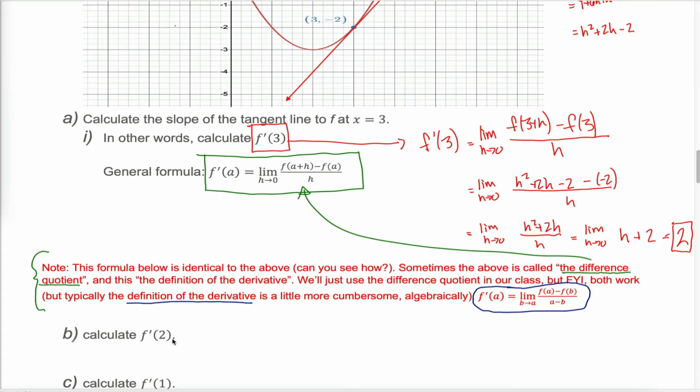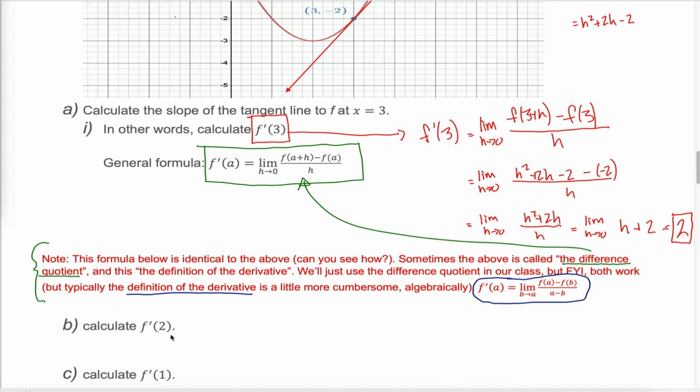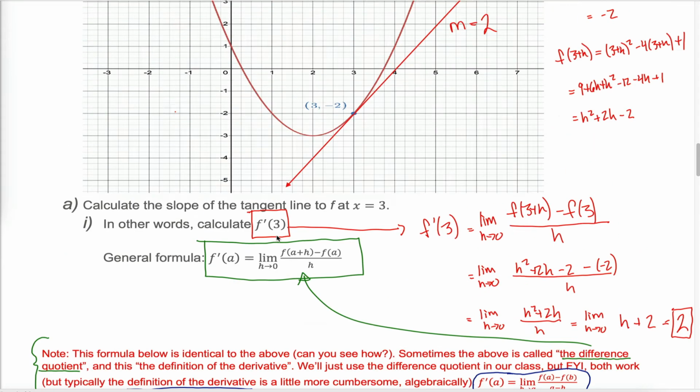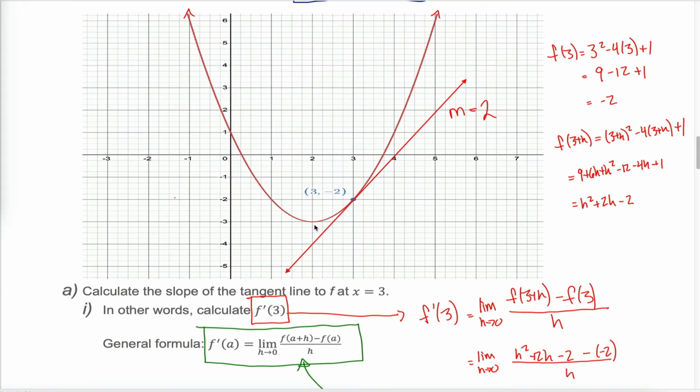What if I asked you to calculate f prime of 2? Be nice if you could look at this and understand that what you're being asked is to calculate the slope of the tangent line to this curve at the point where x equals 2, this point right here. Just looking at this curve, maybe you could tell me what that slope is.